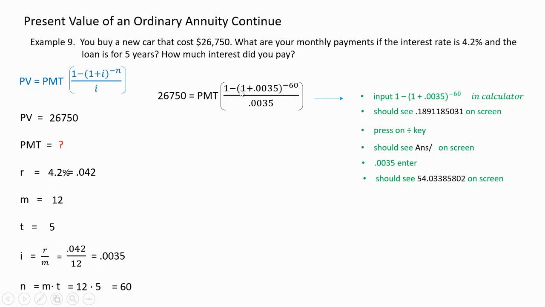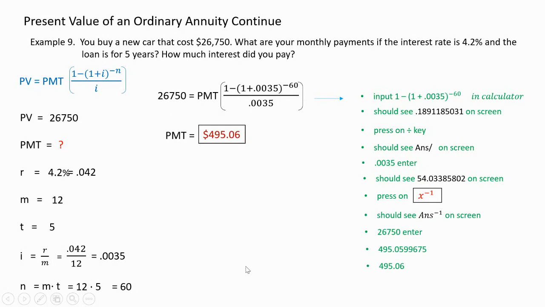After you do that, you should see 54.03850802 on the screen, which is all this value here, guys. Now you press the inverse key. Once you press the inverse key, that's what you should see on your calculator screen. Then you enter the 26,750. So that's the answer, guys. But you have to round it to the nearest penny, so it goes to 6 because this is 5 or more. Those are your monthly payments.